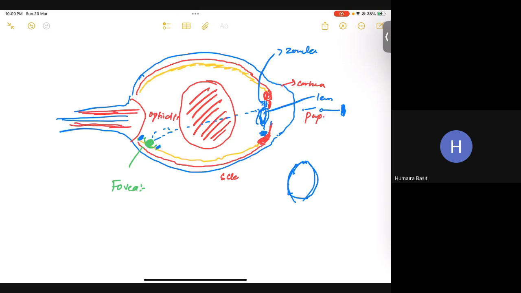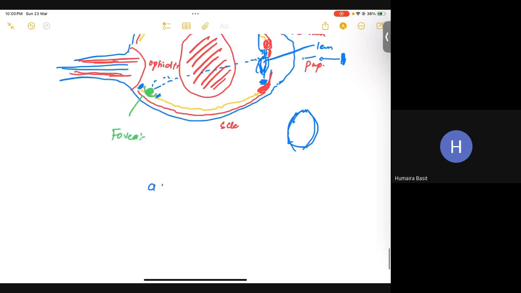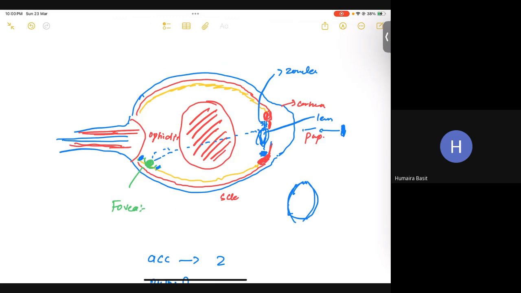Okay. So in the accommodation reflex, basically we are going to see two things. First of all, we are going to see the pupil being constricted. Why are we going to see constriction of the pupil? Because we want the image of this object to fall on the fovea. That's why we are going to have constriction of your pupil.